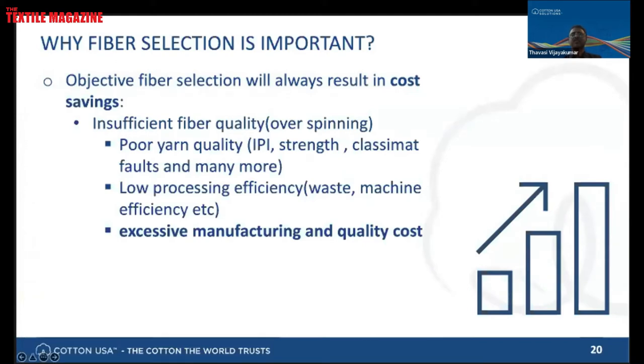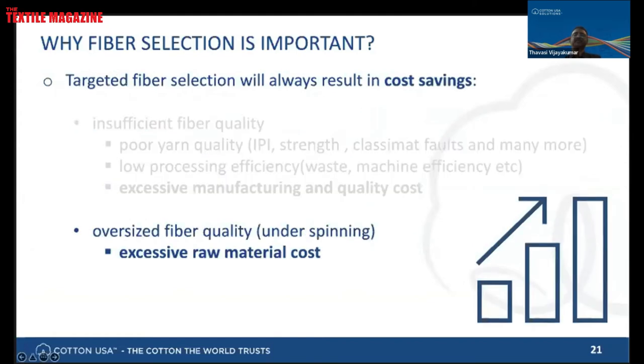is a big issue. So if we do not have clarity in fiber parameter selection, then we end up producing poor quality parameters, then we have low processing efficiency, and it ultimately results in high manufacturing cost and quality cost. For example, mills should clearly select the suitable cotton parameters to spin any 60s weaving yarn with 3100 CSP with 100% upland cotton. The second possibility is underspinning, which is using high quality cotton to produce low grade yarns.